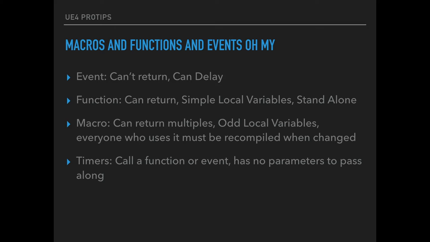A macro can have multiple return values, which is super cool. You can actually do local variables in it, and I can show someone that if they want to know, because this is something that Austin taught me. I had no idea. So you can have local variables in macros. But everyone who uses it has to recompile it whenever you change it. So if you have a macro library and you make a change and you have 7,000 assets that are all using your macro, you have to open every single one of those 7,000 assets and recompile them. Otherwise, they'll be using the old macro.